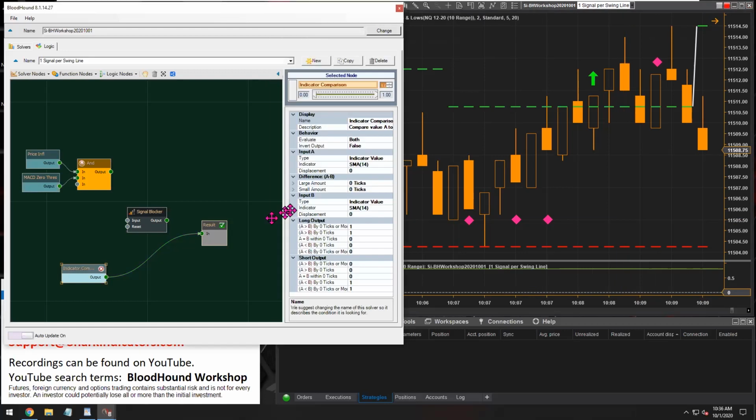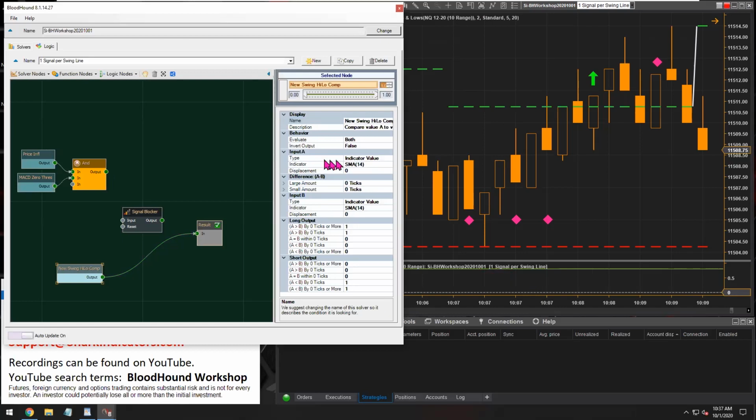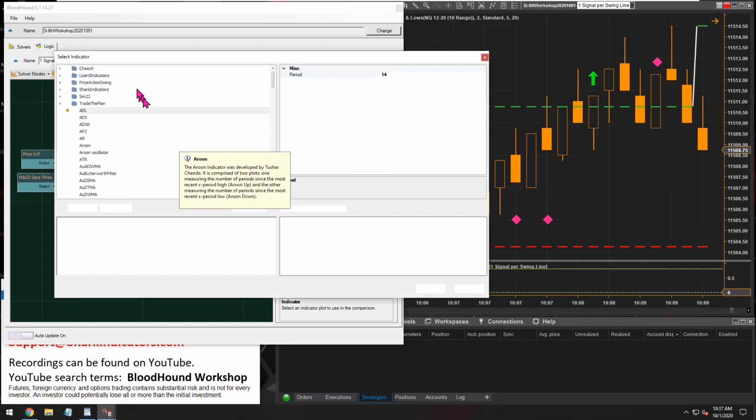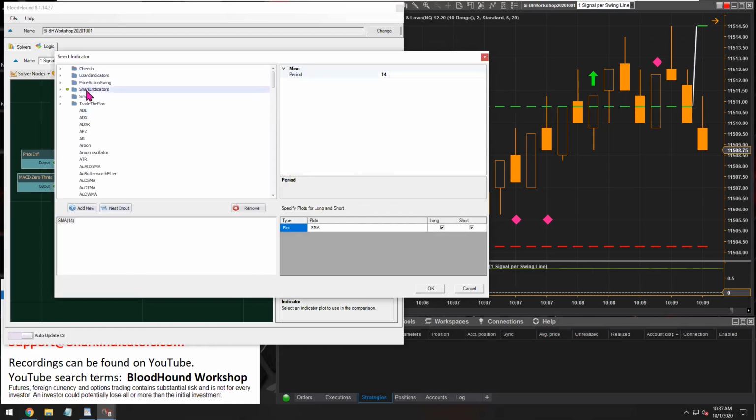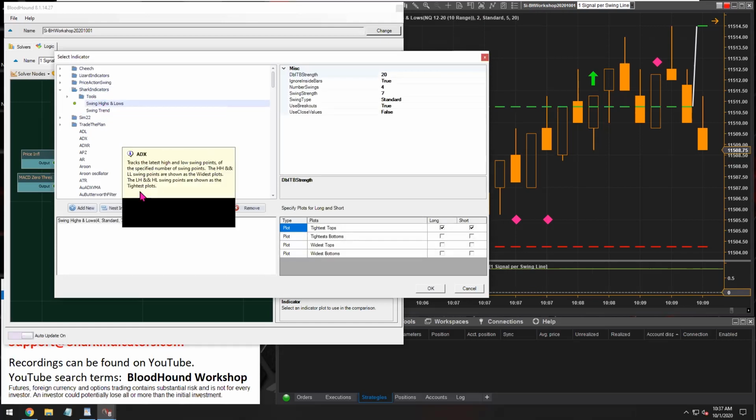So to do that, let's first give this a name. Some kind of a name for the solver here. We're basically detecting new swing highs or lows. So input A, and let me stretch this over here a little bit. Input A is going to be an indicator, and we're going to use the swing highs lows indicator. Let's open up our list, and there we go. Inside of Shark indicators, we want to use the swing highs and lows, like so.